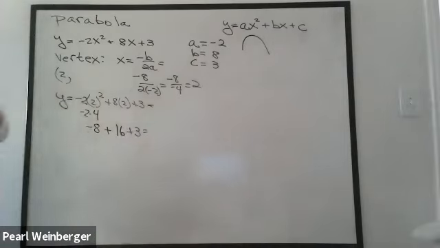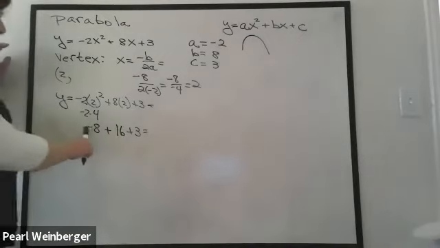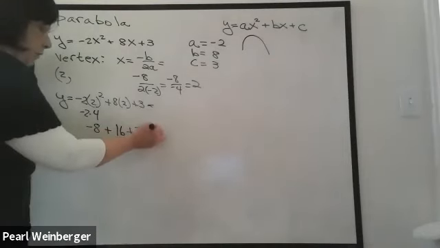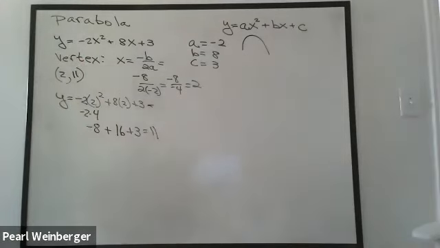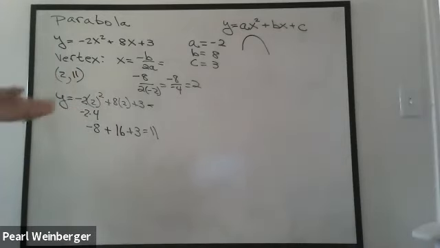And when I add these all together, I get the number 11, I think. Let's see. -8 plus 16 is 8. 8 plus 3 is 11. In other words, my vertex is the point 2, 11. And there might be a question, just what is the vertex of this parabola? The answer would be 2, 11.